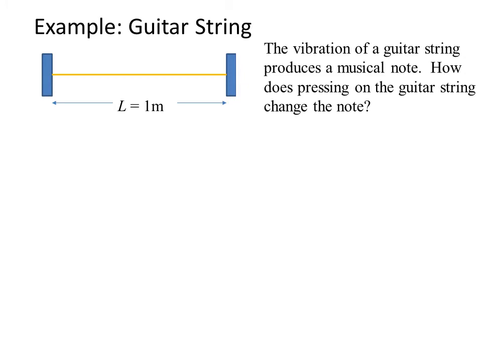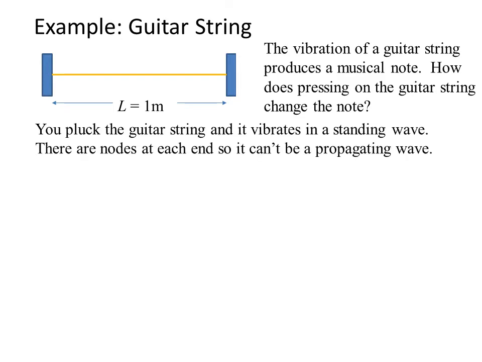Let's take a look at an example with a guitar string. Here we have a string stretched between two anchoring points. The vibration of a guitar string produces a musical note. How does pressing on the guitar string change the note? The length of our string is 1 meter. When you pluck the guitar string, it vibrates in a standing wave. There are nodes at each end, so it can't be a propagating wave.